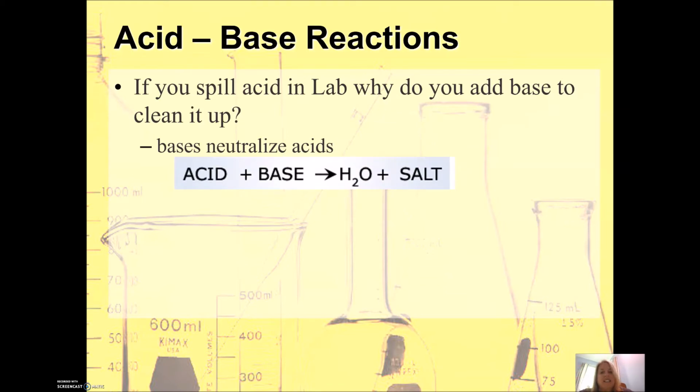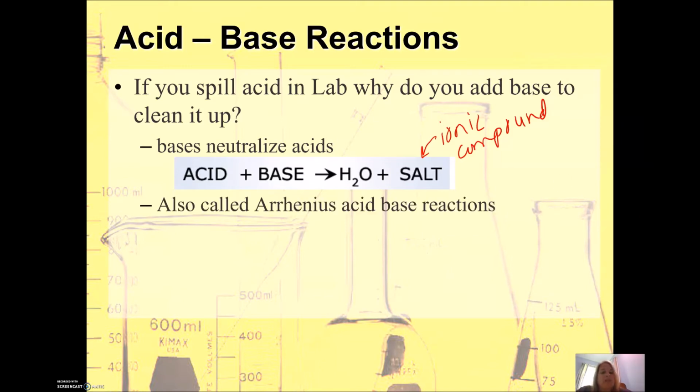So an acid added to a base produces salt and water. Salt is just an ionic compound, kind of like table salt, sodium chloride. These are sometimes also called Arrhenius acid-base reactions, because if you remember back to the very first video, Arrhenius had a real simple view of acids and bases. He said an acid was anything that dissolves in water to produce hydrogen ions, and a base is anything that dissolves in water to produce hydroxide ions.